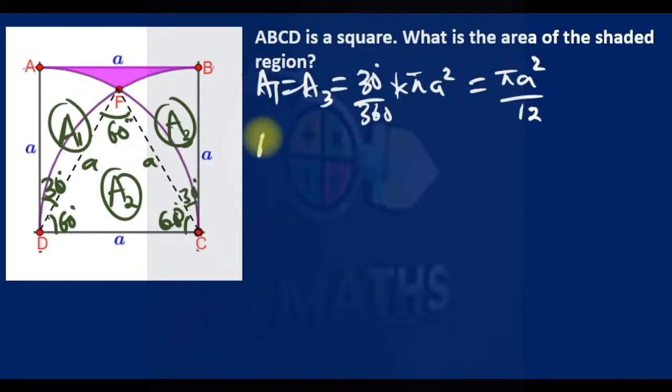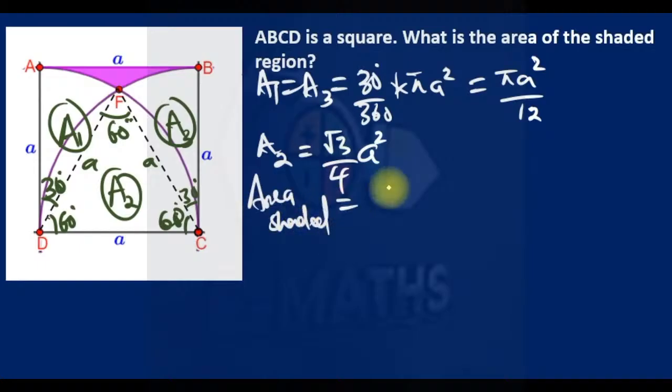And the area of the equilateral triangle is a special formula, which is root 3 over 4 times the side squared. The side is A, so A squared. So that's the area of the equilateral triangle. Therefore, the area of the shaded region is now the area of the square minus the sum of A1, A2.